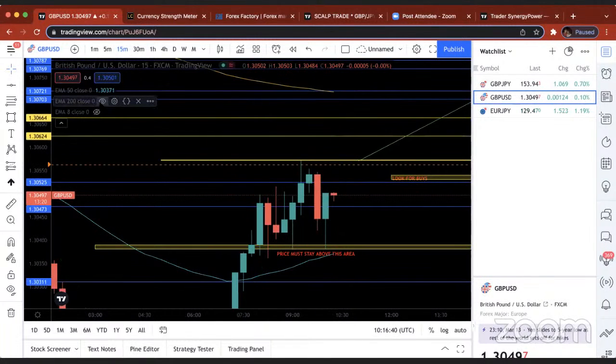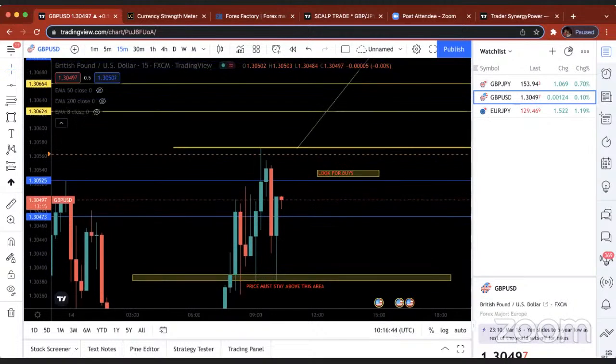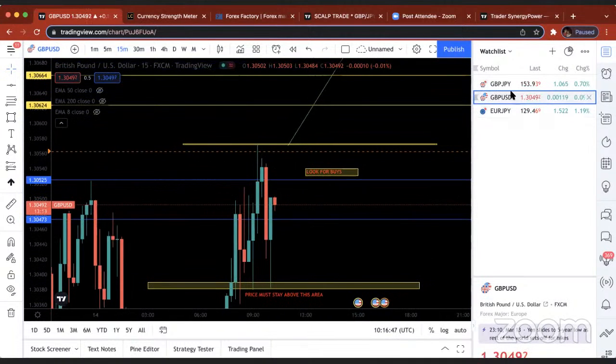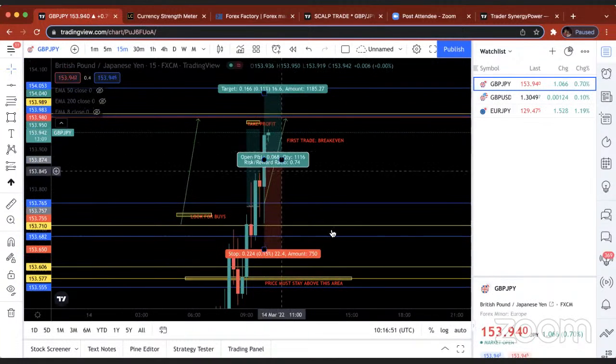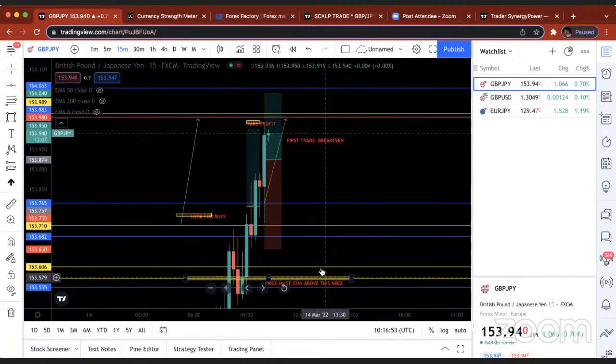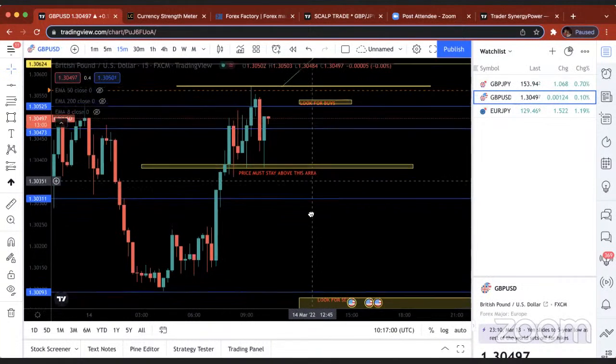Move my EMAs out of the way. I like to clean up my chart when I see it gets a little messy. I'm honestly not mad about anything today. Price did stay above this area. I'm gonna delete this. GU, I'm gonna do, well, I'll leave it for a sec.